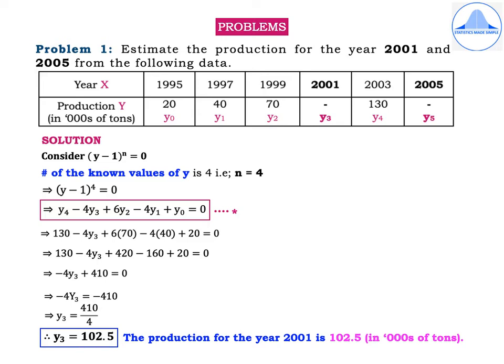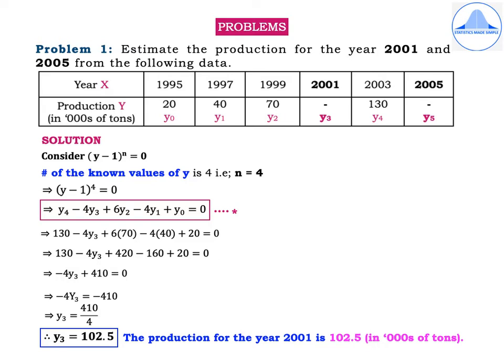In the table, in the first row, you have year as 1995, 1997, 1999, 2001, 2003, and 2005. In the second row, production in thousands of tons 20, 40, 70. Then you have the missing production, 130, and then another missing production.